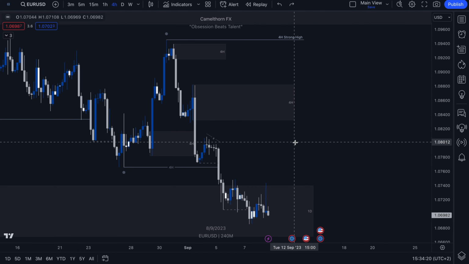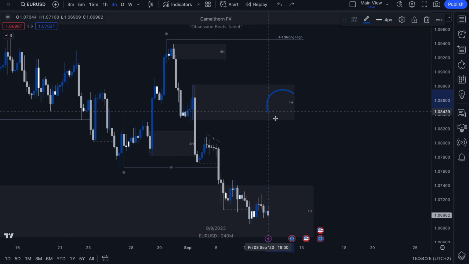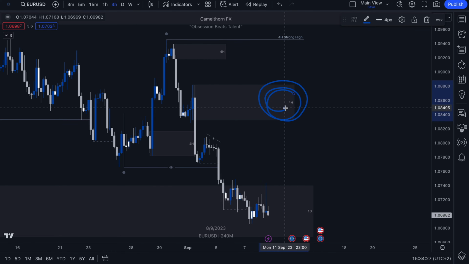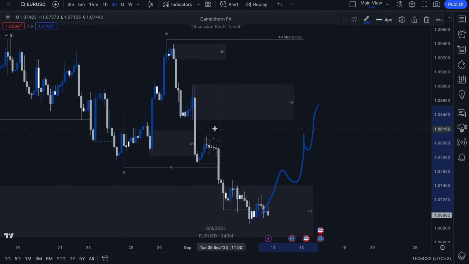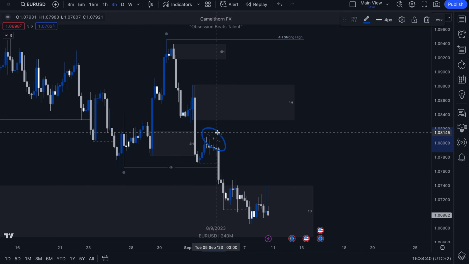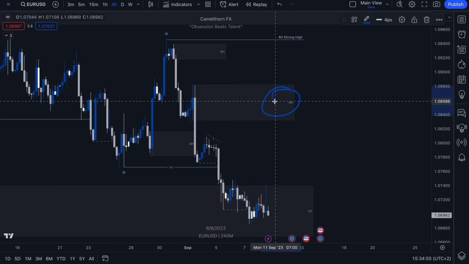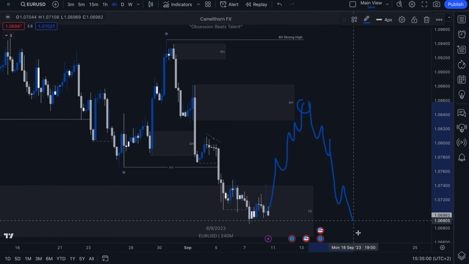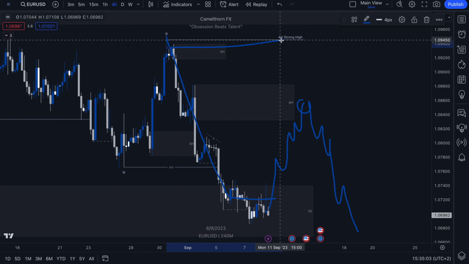So if that pullback does take place, what is going to be our area of interest? Well, straight off the bat, this 4-hour supply zone in here is going to be our main area of interest, our main target for that 4-hour pullback phase. We've got really nice imbalance that sits just below that area. We've also got nice liquidity that price action can grab as it trades into that 4-hour supply zone, making this a very nice area where we can potentially anticipate price action to come into before then continuing with what essentially is a bearish market here on the 4-hour time frame.